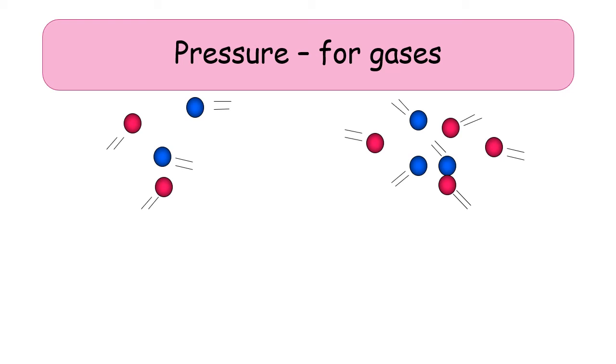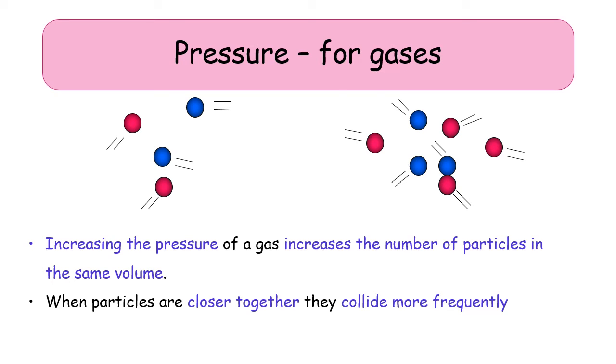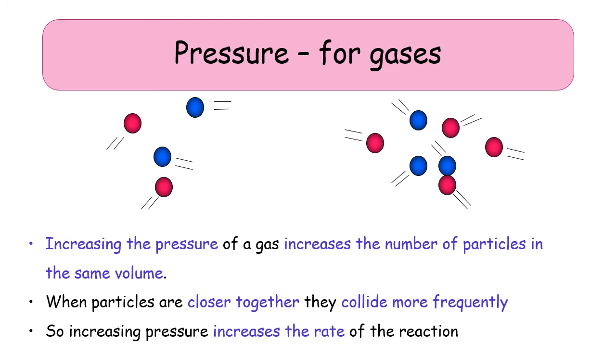Pressure is exactly the same principle as concentration, except for pressure, it's a thing that only affects gases rather than anything else. So low pressure is represented by the picture on the left and high pressure represented by the picture on the right. If we increase the pressure of a gas, we do exactly the same as increasing the concentration of a solution. We make there be more particles in the same volume. Particles are going to end up closer together, so they will collide more frequently. And this results in increasing the rate of reaction.